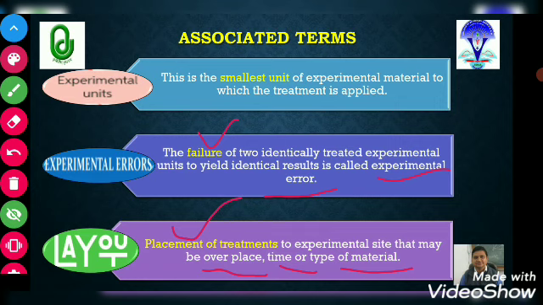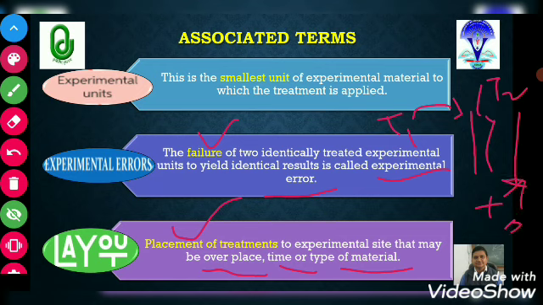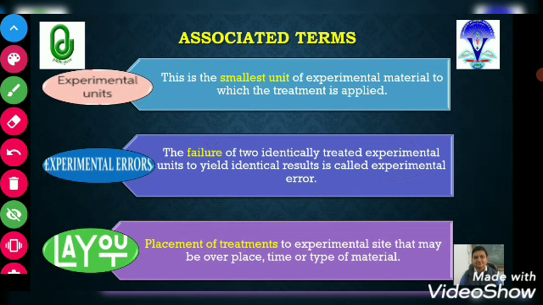So how can we understand it by this? Suppose these are three animals. We decided to put T1 on the first animal, T2 on the second animal, and T3 on the third animal. So this layout we have prepared: on the first animal T1, second animal T2, and third animal T3.